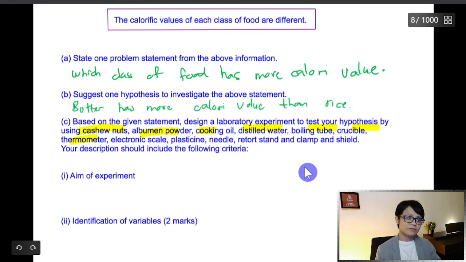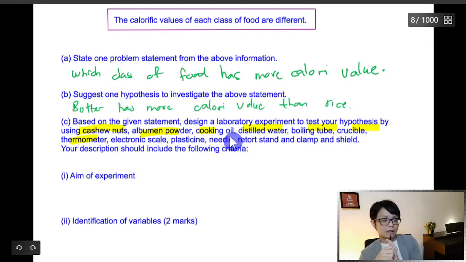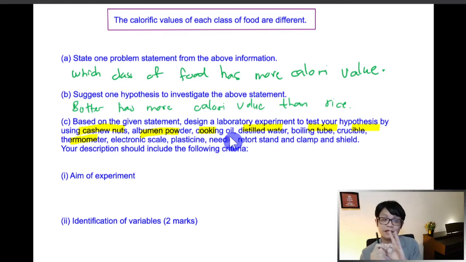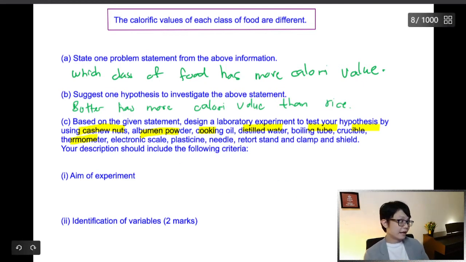He wants to test two things, which are actually the chewnut, which is a nut, and albumin powder. Albumin is the egg, the protein. So basically he wants to check these two types of protein. I think the nut also has a lot of protein, and albumin also has a lot of protein. And cooking oil is more towards fats, right? So maybe we have three things that we want to test for calories.